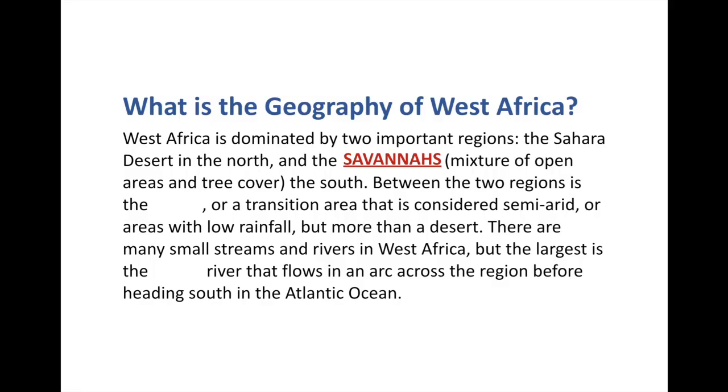A savanna is a mixture of open areas and tree cover. It's like a forest, but not really densely covered. Between the 2 regions is what we call the Sahel. The Sahel is a transition area between the savanna and the desert. It's dry. It's called semi-arid. It gets less rain than the savanna, obviously, but more than a desert. So that's why we call it semi-arid.